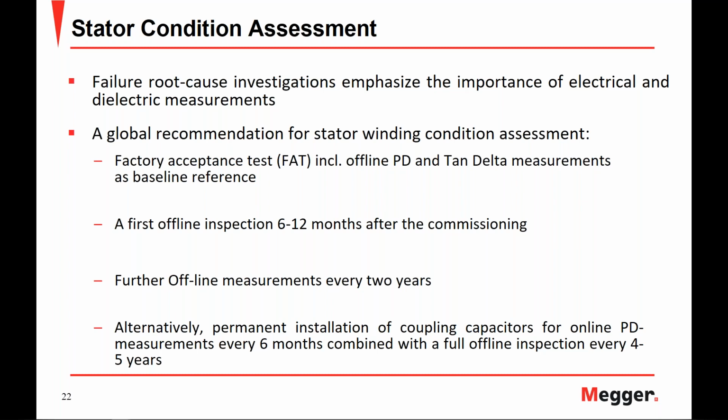Below we have an example of the global recommendation for stator winding assessment, where the factory acceptance test should include offline partial discharge and tan delta measurements to serve as your baseline reference. It's recommended that the factory acceptance test be performed in accordance with the IEC 62 standard frequency range and the compliance test circuit. After that, the first offline inspection is recommended to take place anywhere between 6 to 12 months after the commissioning. This may be difficult to achieve in some cases, but it has the benefit of revealing any partial discharge activity at the early stage that could be a result of the previously mentioned TEAM stresses.